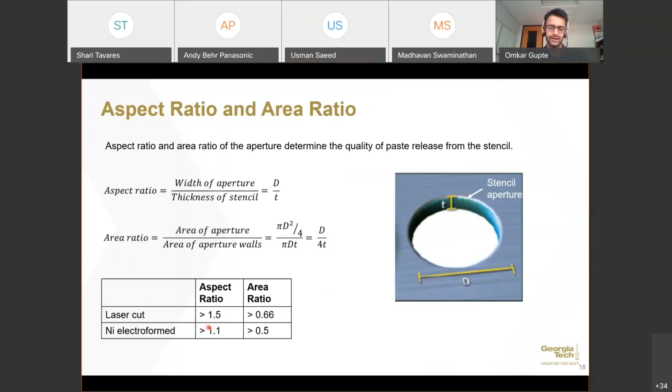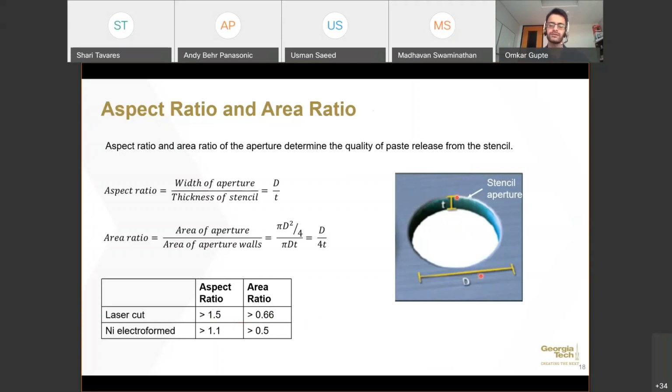And in the industry right now, with the stencils that are being manufactured, a good estimate for the aspect ratio and area ratio for stencils manufactured by different processes is mentioned in this table. Usually for a stainless steel laser cut stencil, which is the most commonly manufactured stencil, an area ratio of greater than 0.66 is preferred to get a good transfer of paste, whereas an aspect ratio greater than 1.5 is preferred for a good paste transfer.